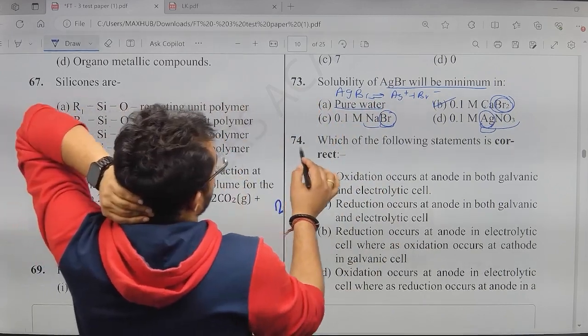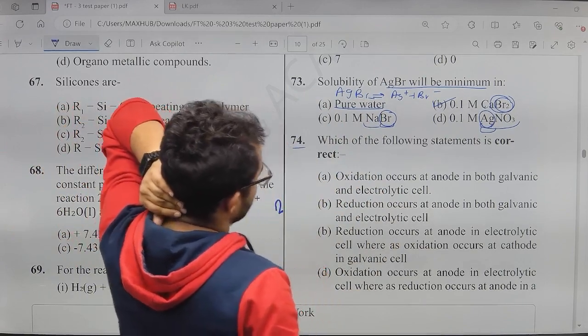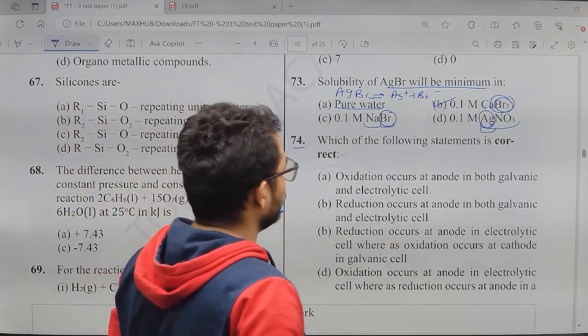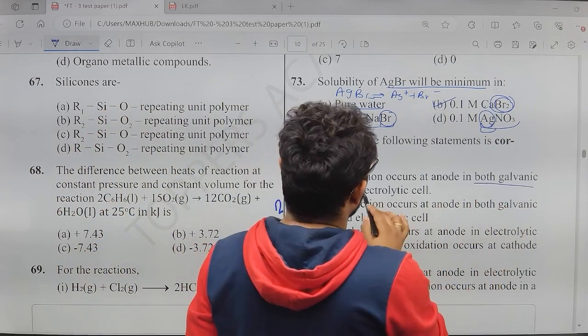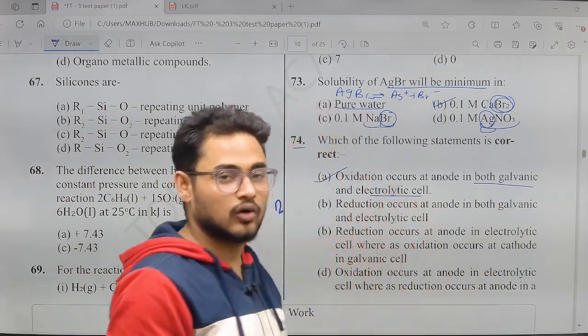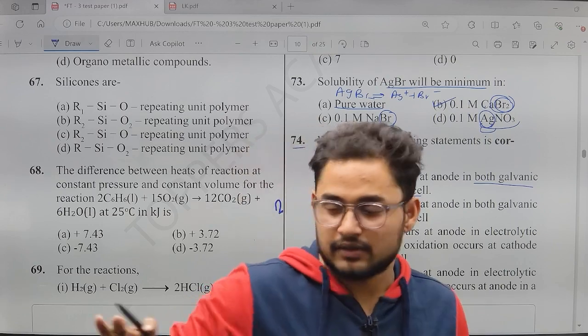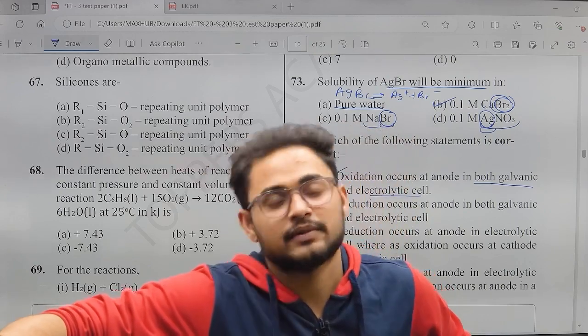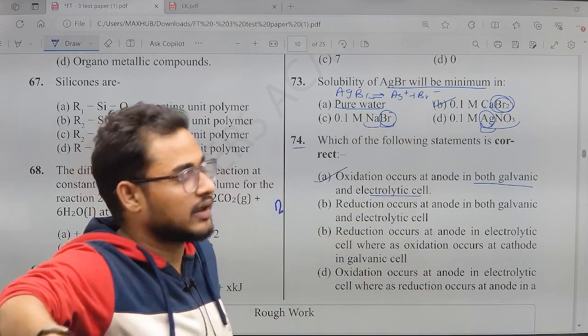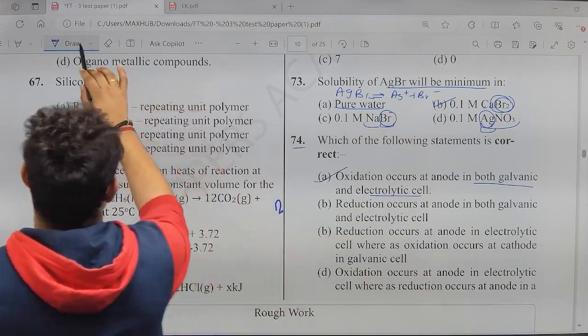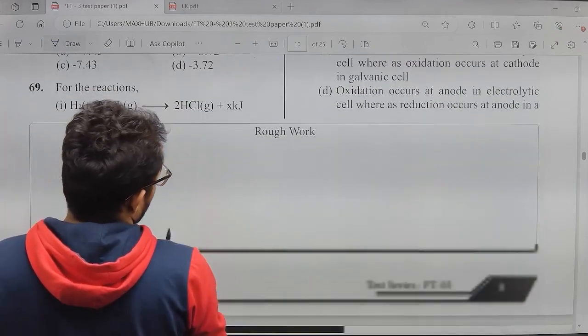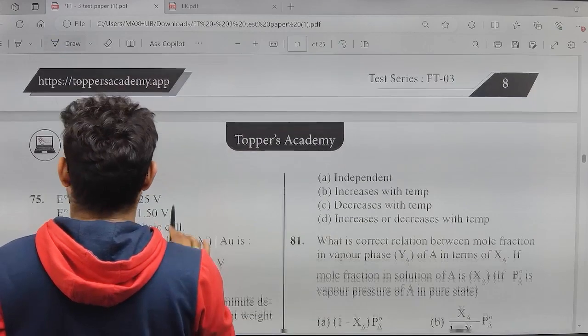Now question number 74, which of the following statements is correct? Oxidation occurs at the anode in both galvanic and electrolytic cells. Yes, oxidation will always take place at the anode and reduction will always take place at the cathode, whatever the type of cell, it doesn't matter.